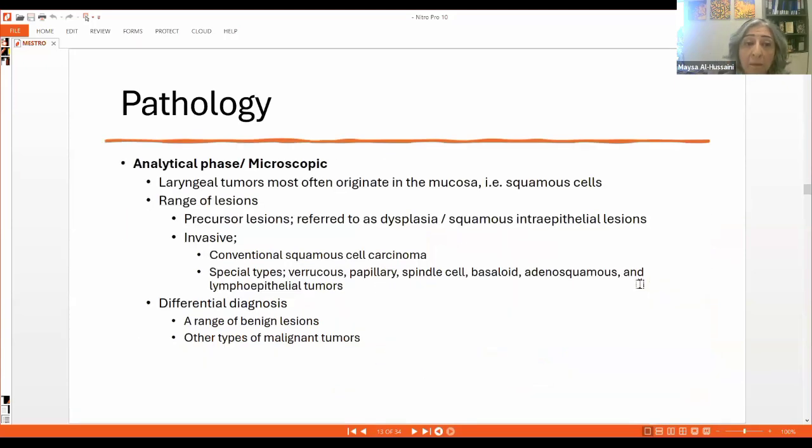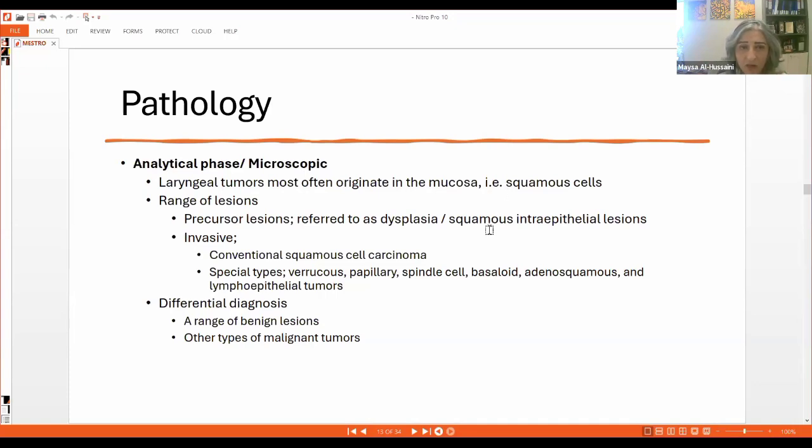Now, the microscopic part, this is the part where we sit behind the microscope and try to come up with a diagnosis and differential diagnosis and sort out the major risk factors pathologically that are associated with the tumor. Now, remember that under the microscope, most laryngeal tumors originate from the mucosa, so they are carcinomas. And most frequently, these are squamous cell carcinomas.